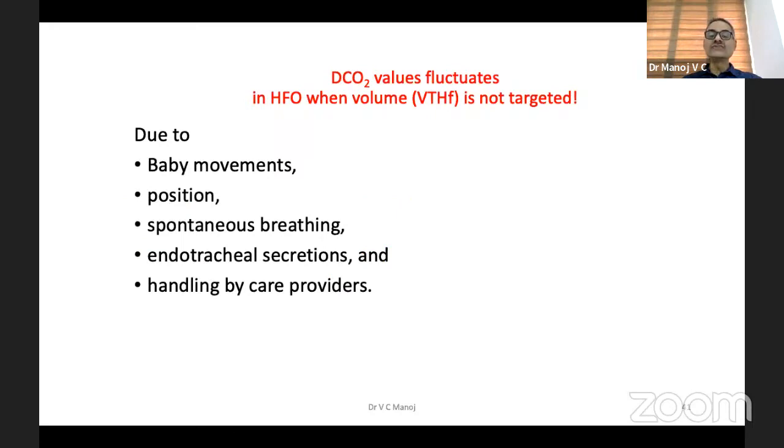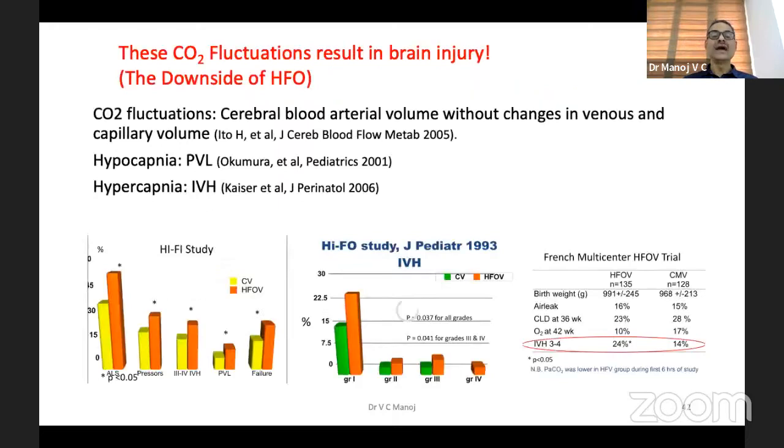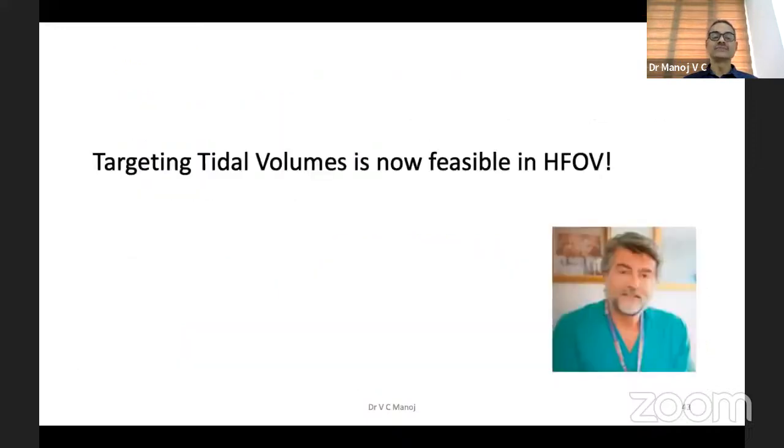So if you use HFO, the problem is DCO2 fluctuates because of baby movements, position of the baby, spontaneous breathing, and secretions. Before suction, after suction, all the CO2 values will keep fluctuating. And when the caregivers handle the baby, again the values fluctuate. And this is probably what results in all the brain injury that we previously discussed. Why, in practice, people found in the previous era, the HIFI study, the HIFO study, the French multicenter HFO trial and all that, that it actually creates brain injury.